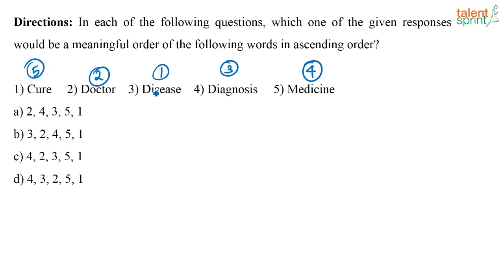So, 3 has to come first, followed by 2. Again, when you look at that itself, you know the answer is going to be option B, right? 3, 2. That is there only in this option. So, 3, 2, 4, 5, 1. That's your correct answer, option 2.